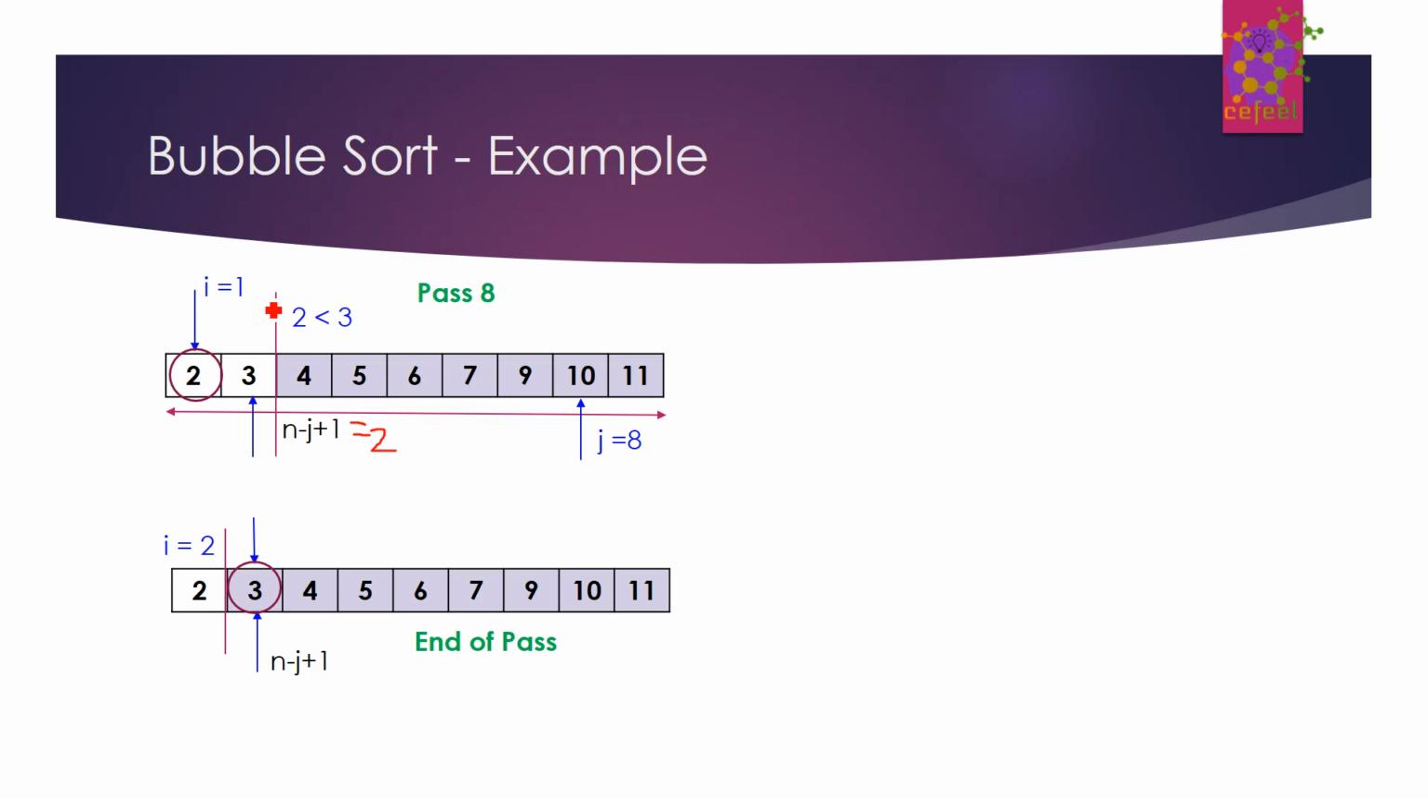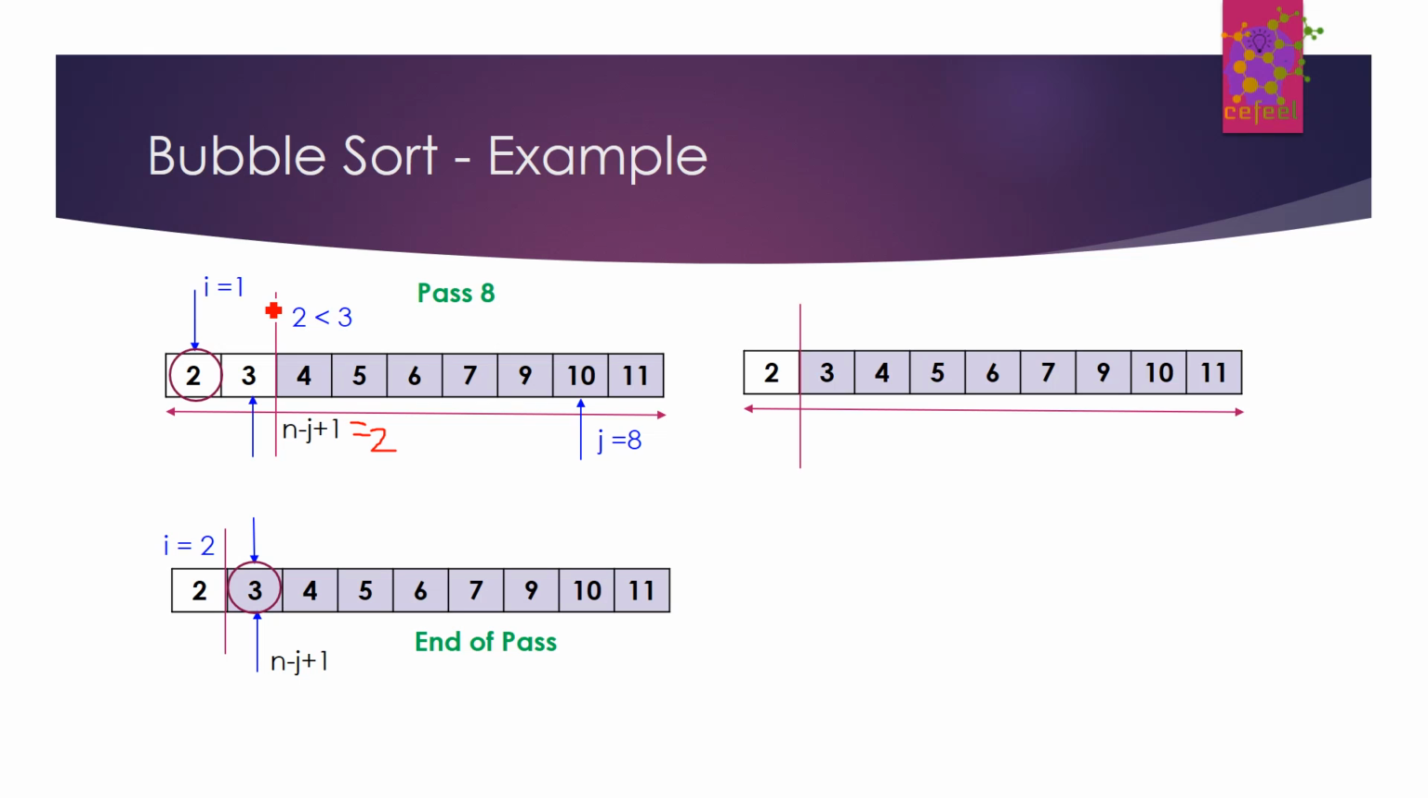So we now have 8 elements sorted and only 1 element remaining after pass 8. So 1 element is remaining, which means we don't need to do any additional comparison. Actually j is 9, and 9 minus j plus 1 will be 1, so i starts from 1. And i will end here, because once i increments, the inner while loop will fail.